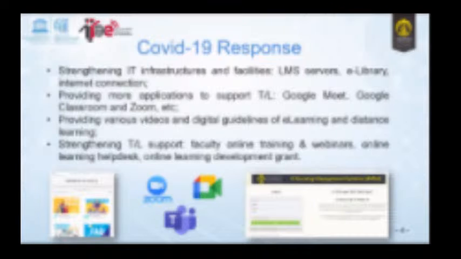We also gave online training to all the faculty members who had to move from face-to-face to online teaching. We also provided a help desk, because the IT literacy among the students and the faculty members is not the same. Online learning development grants were also provided to support faculty members in developing their learning content.